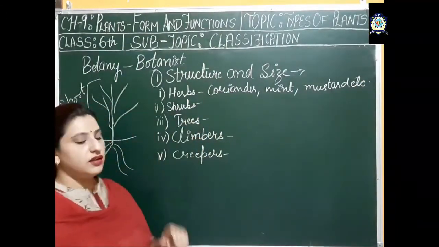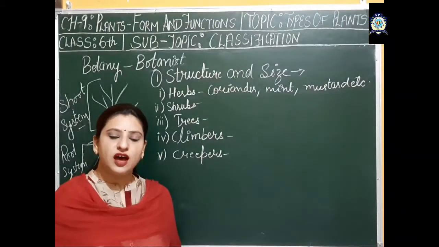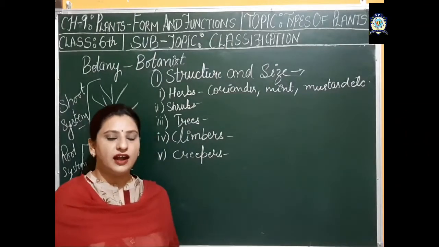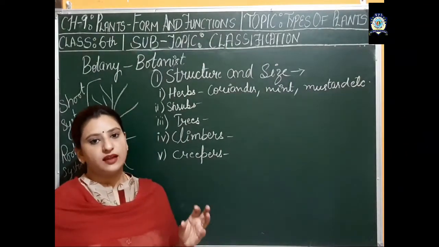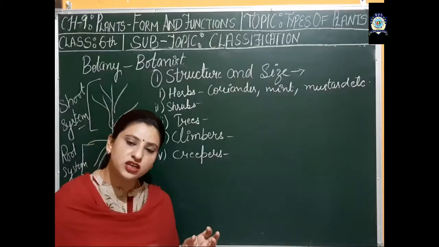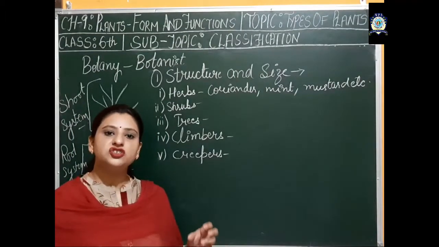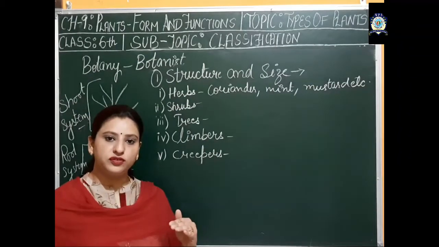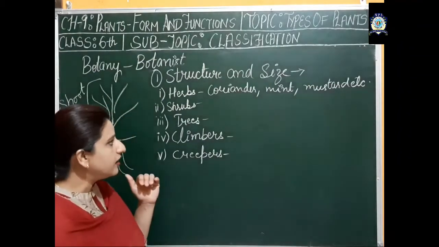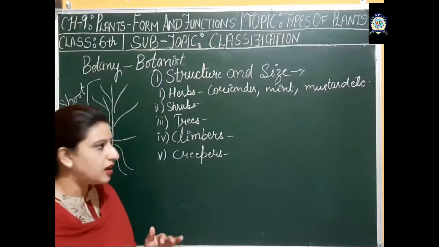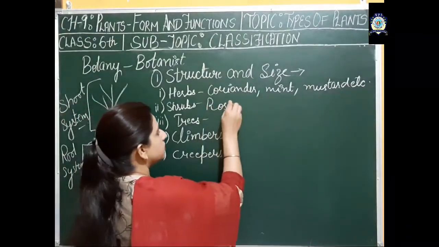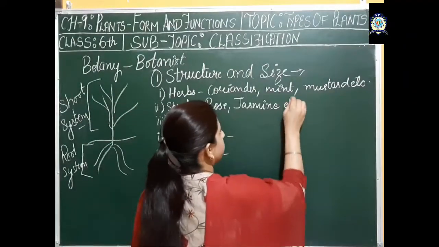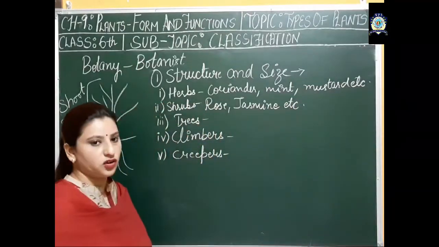If I categorize the shrubs, then shrubs have a little bit of height from the earth's surface, and the main feature of shrubs is that they have a stem which is woody in nature. Also the branches of that stem arise from the base of the plant. If I exemplify the shrubs, then shrubs are rose, jasmine, etc. And many more examples are there.